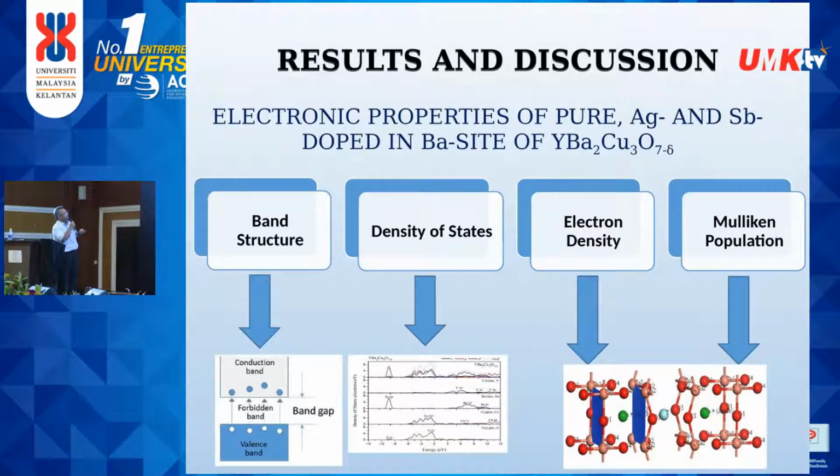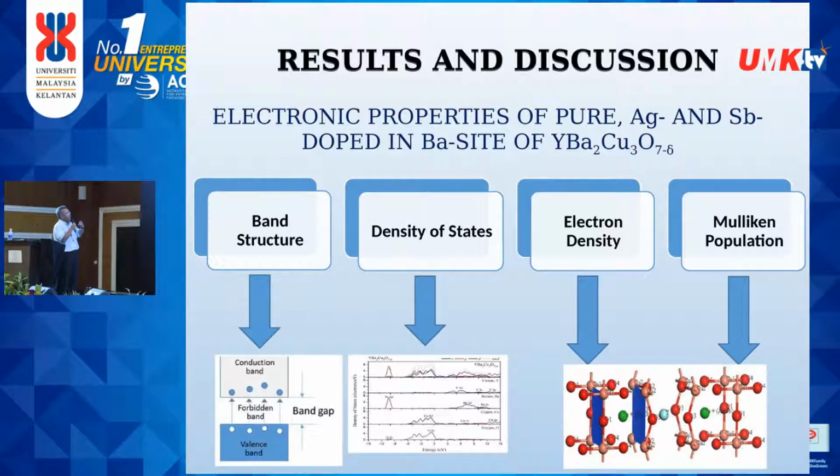Okay, this one is electronic properties. We want to see the band structure, which actually happened to the superconducting material. All right, so band structure between conduction and valence band, there is a band gap. And density of state, we try to find out the density of state for each element. And then for electron density, so we can calculate what is the electron density at copper oxide, CuO chain and CuO2 plane, and also for the molecular population.